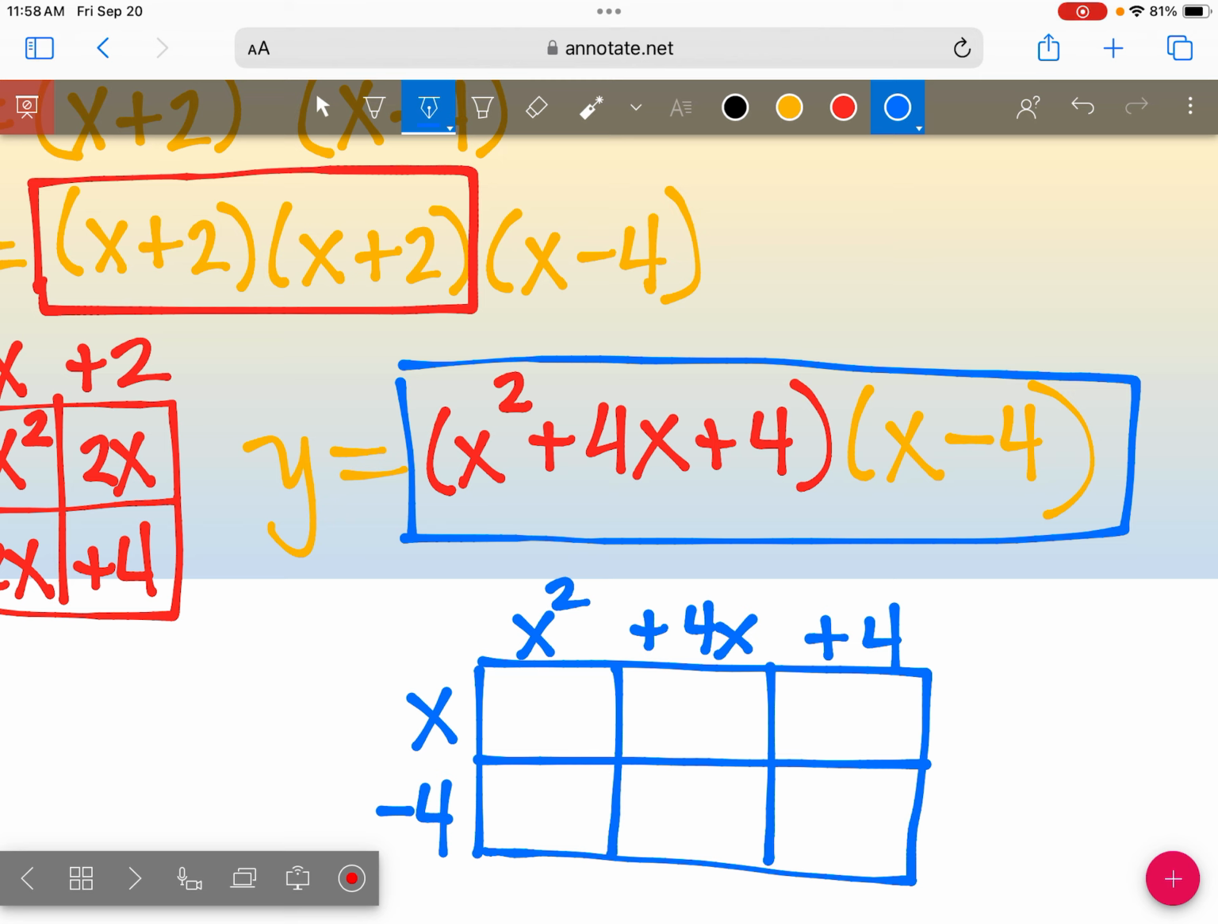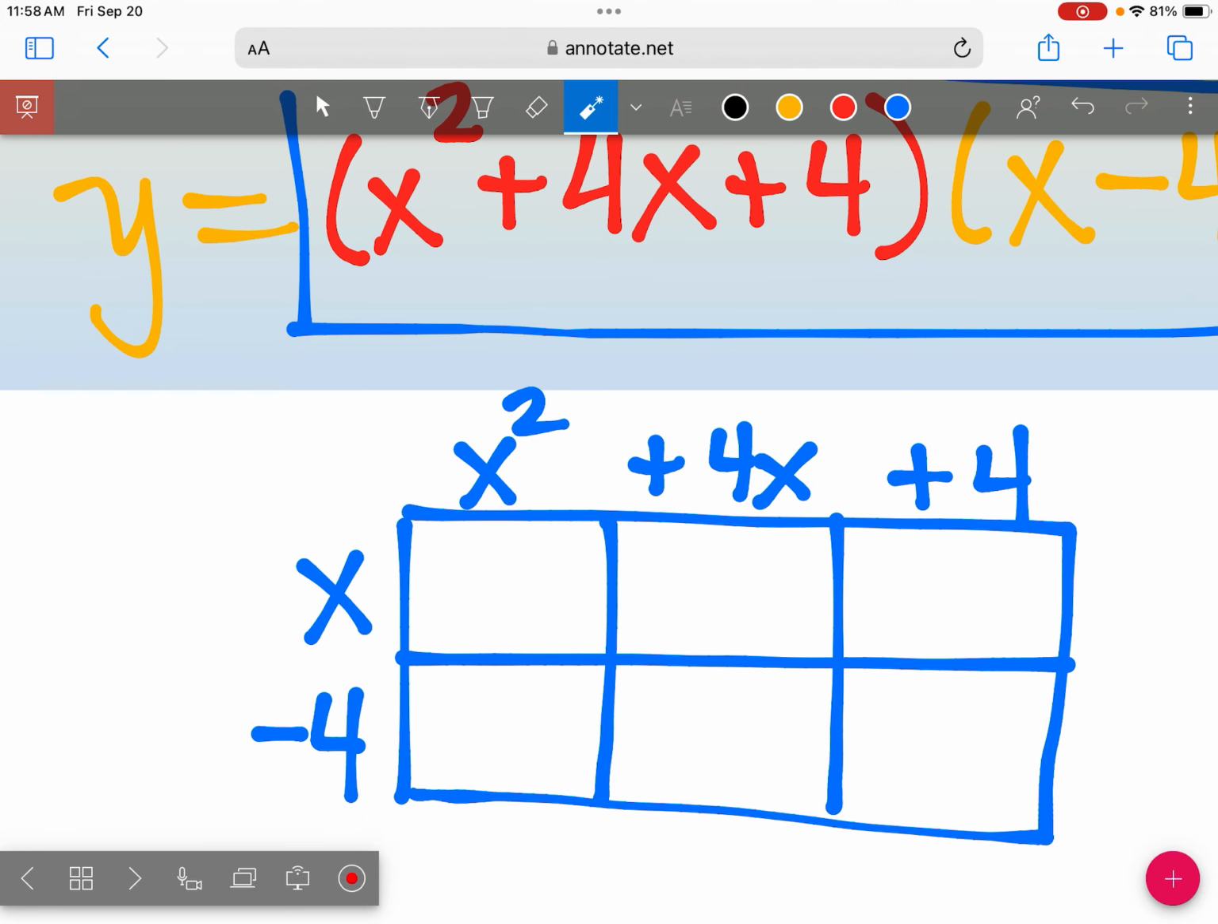But now it will be. It's still going to be a degree of 3 because this one has a degree of 2. And then this has a degree of 1. And 2 plus 1 is 3. Yeah, remember, degree is your highest exponent. All right, so let's go ahead and fill in all 6 squares.